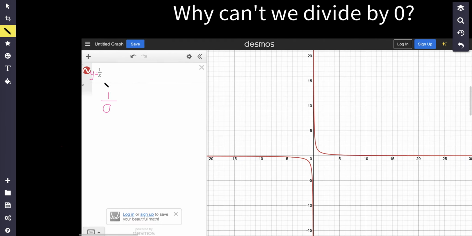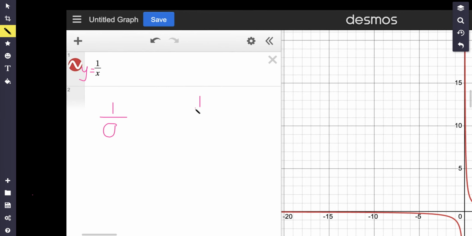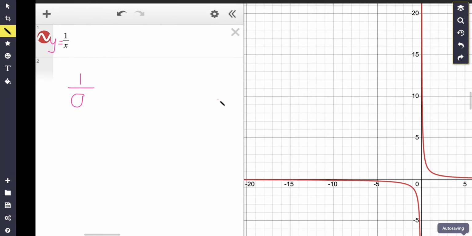Now, when I'm talking about dividing by 0, we know that whenever we have a fraction, we have some number divided by another number. And in the fraction, our denominator can be, let's say, 2 or 3, but for some reason it can never be 0. And I want to find out why that is.